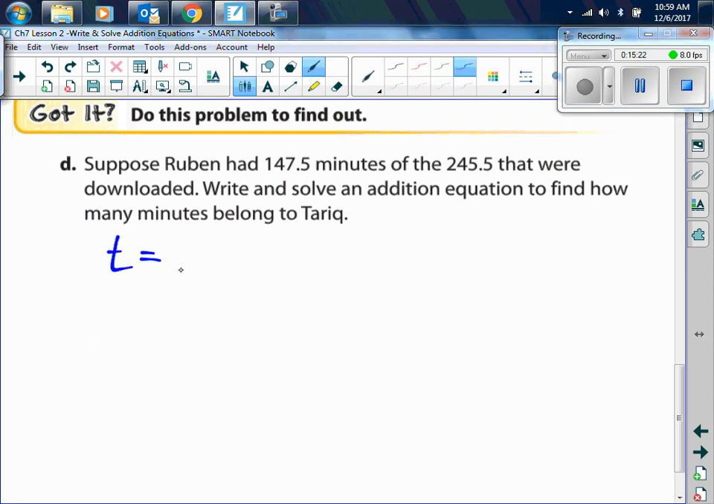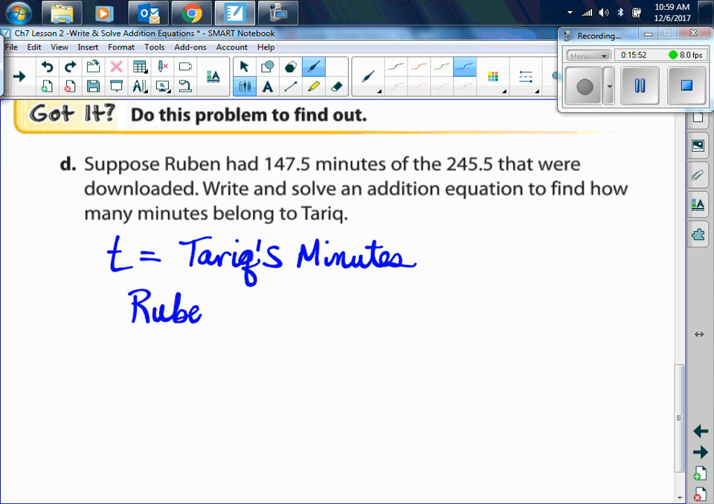T is equal to Tariq's minutes. Okay? T is equal to Tariq's minutes. We also know that if we add Ruben's minutes plus Tariq's minutes, we're going to get 245.5, right? So we did this. So, we have Ruben plus Tariq, and that's going to be equal to 245.5.